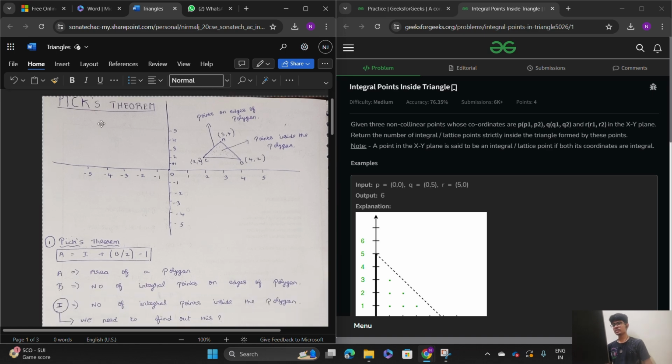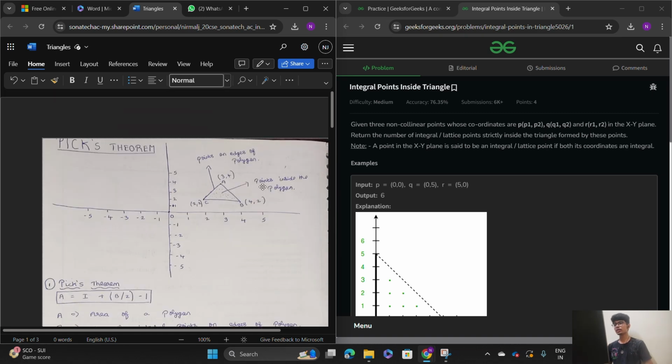In Pick's theorem, we need to focus on two main parts. The first one is finding the lattice points which are present inside the polygon, inside the triangle. After that, we need to find the points which are on the edge sides, which we call AC, AB, and BC. These are called the edge boundary lines, and on these boundary lines we need to calculate the number of points present there also. That's a very important point.